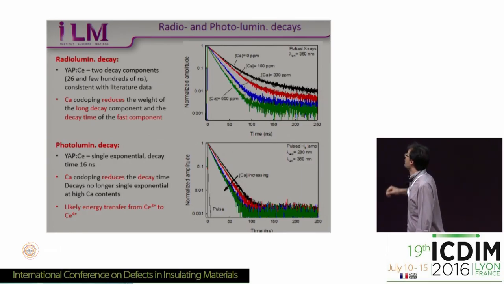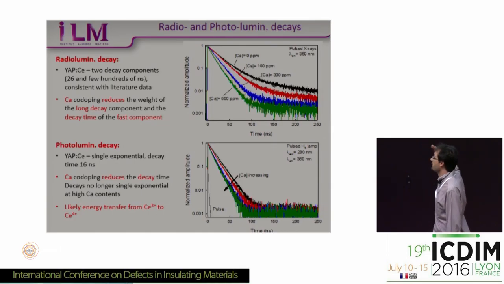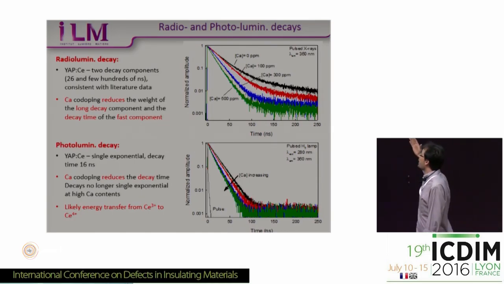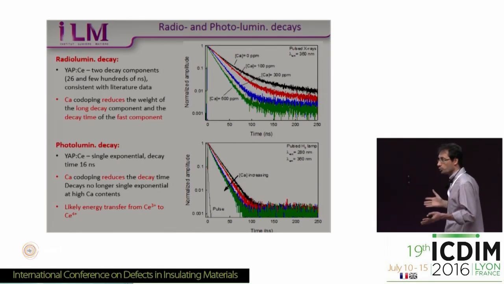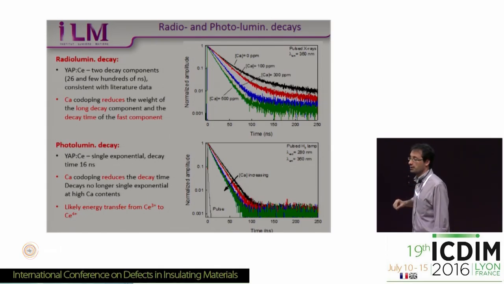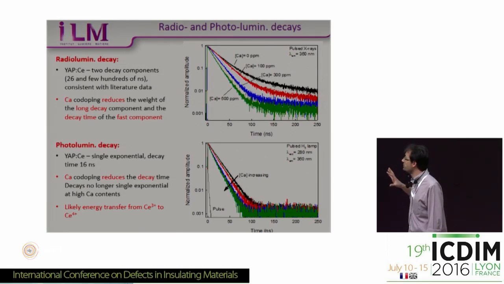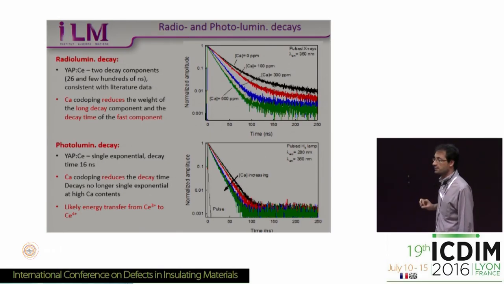As we increase the calcium, the long decay component decreases remarkably in intensity, but we also have an acceleration of the fast component. If at the beginning it was something like 26 nanoseconds, at the end with 500 ppm calcium, the decay time is close to 14 nanoseconds. So we were expecting a decrease in intensity of the long decay tail. We weren't expecting such a big change in the fast decay component.